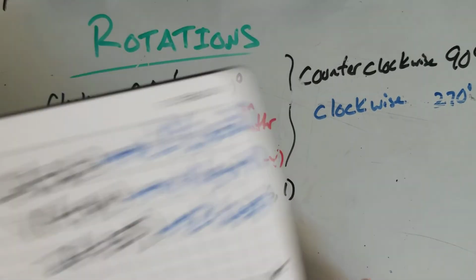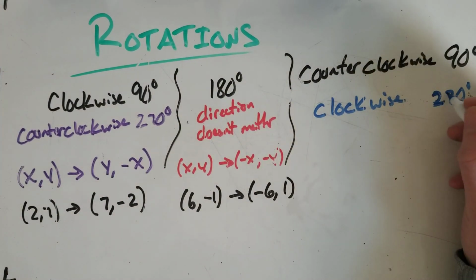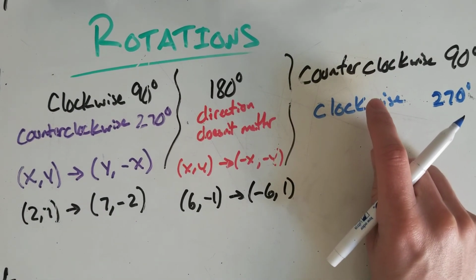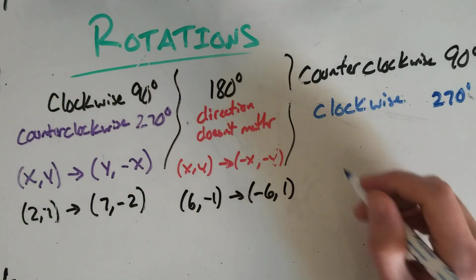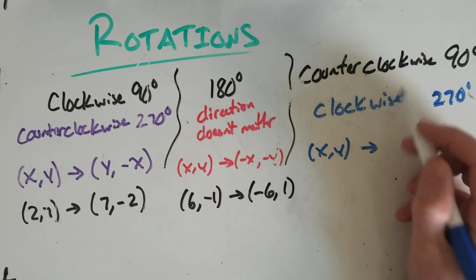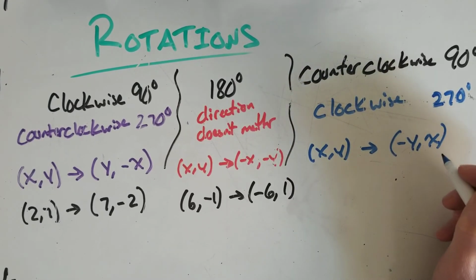All right, on to our last rule here. Our last rule is going to be counterclockwise 90 degrees or clockwise 270. They'll get you to the same spot. And this rule is, if you start with (x, y) and you rotate one of these two, you'll end up with (-y, x).